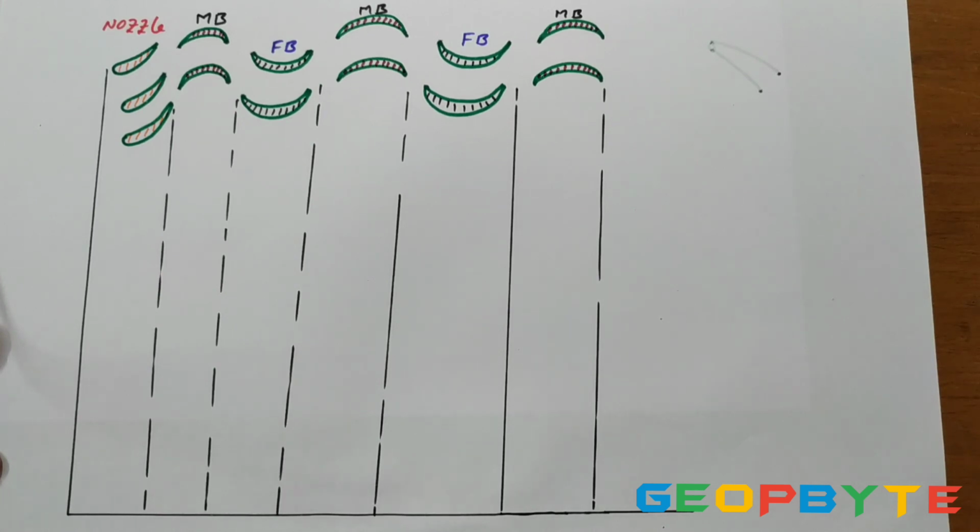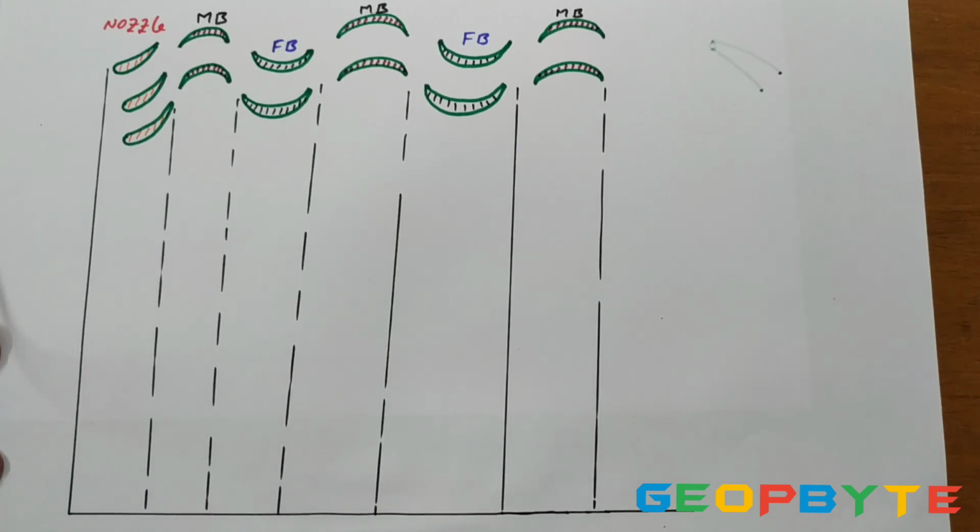Compounding is mainly required for the impulse turbine. There are three kinds of compounding available, namely velocity compounding, also called the Curtis turbine. Second one, pressure compounding, also called the Rateau turbine. Third one is pressure-velocity compounding.